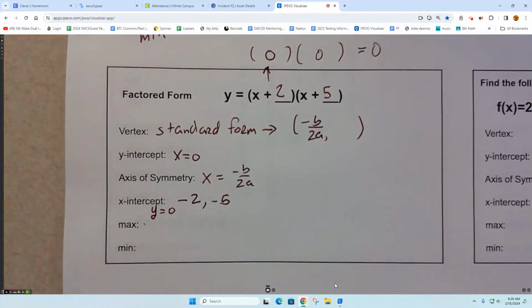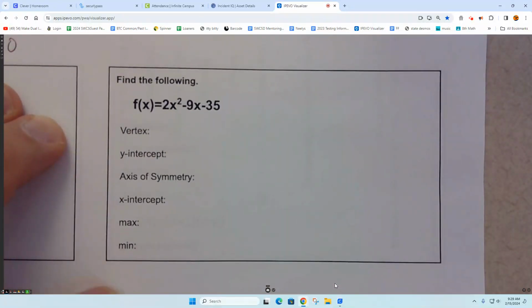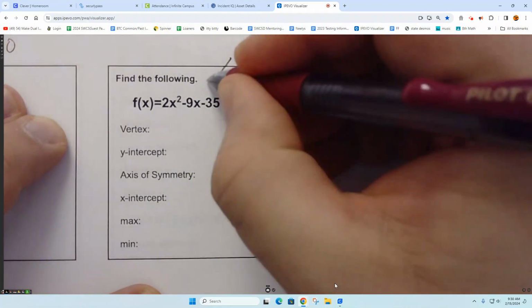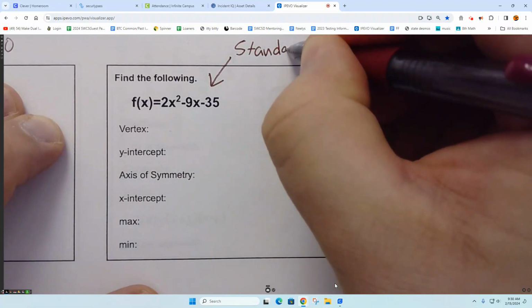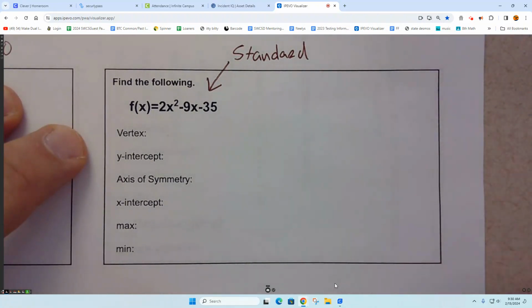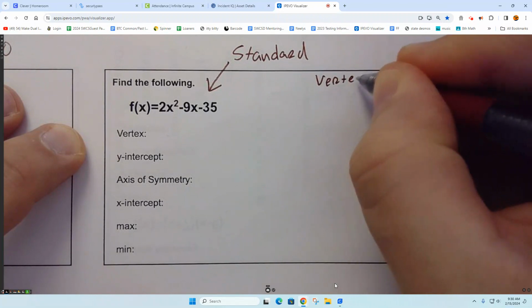So that's kind of an outline. In my brain, I debated whether we should do problems with numbers first because I think it kind of helps. But what form do we have this in? Standard. Okay, so we got to be able to identify the form. How do I find the vertex? -b over 2a. Now, finding the vertex to me is like off to the side doing some math.